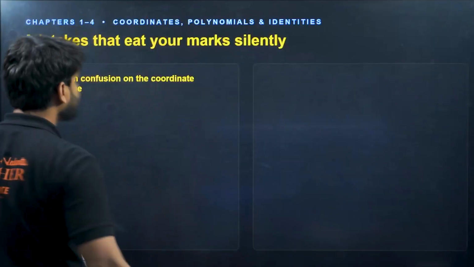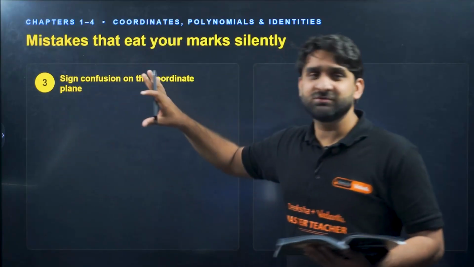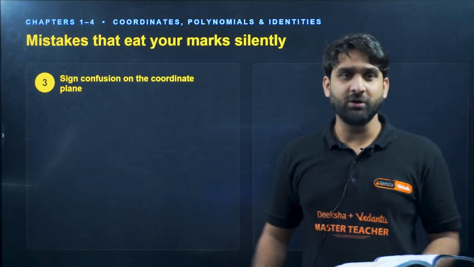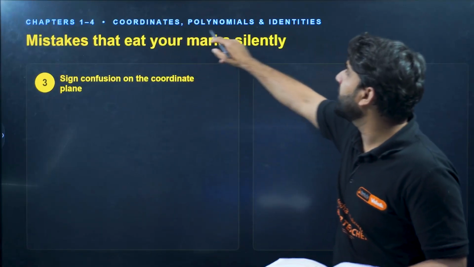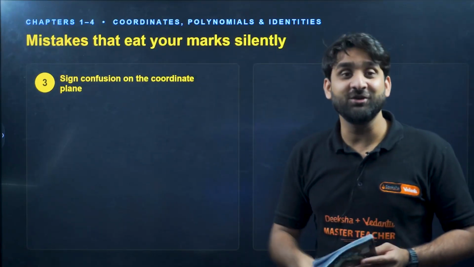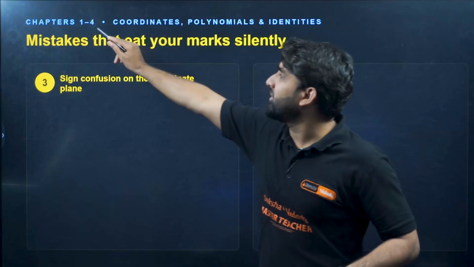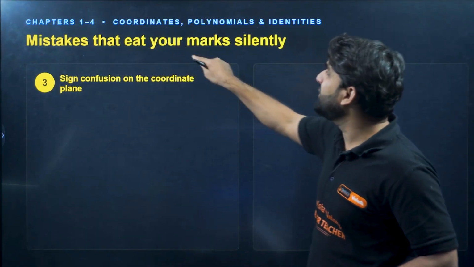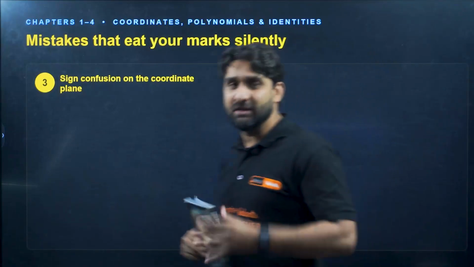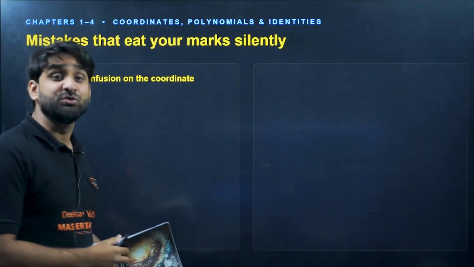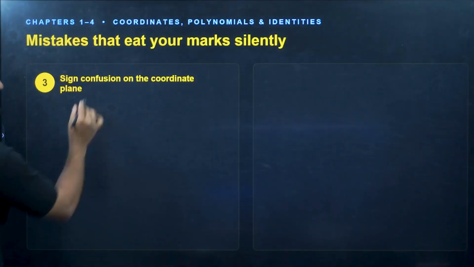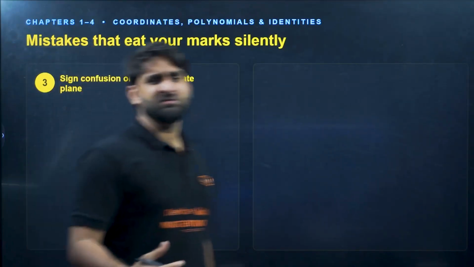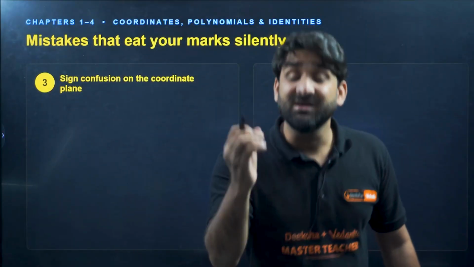Moving ahead. Okay, now let's decode chapter wise. Decode everything that you require according to chapter. So if we decode coordinates, coordinates means Cartesian, Orienting Yourself, chapter number 1. If we talk about chapters 1 to 4, coordinates, polynomials and identities, the mistakes that eat your marks silently. Let me show you what kind of mistakes you generally make. So basically, sign confusion in the coordinate system. Many students are still confused about signs.